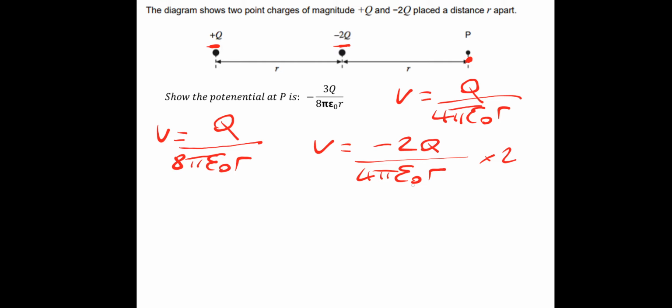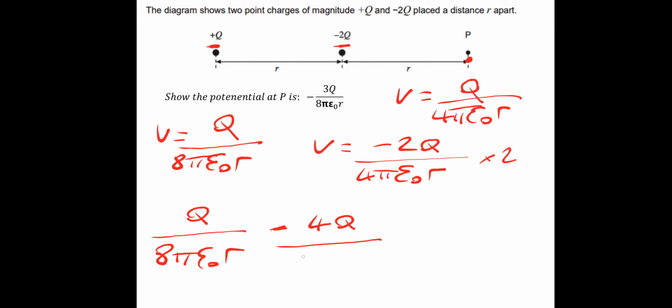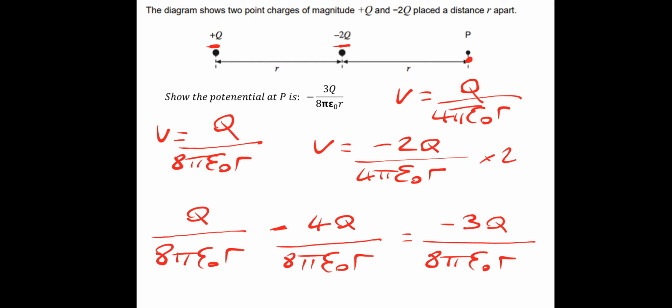minus 4q divided by 8 pi epsilon naught r. So our total sum, so the first one would stay the same, 8 pi epsilon naught r, minus, because it's negative, then this times 2, so minus 4q divided by 8 pi epsilon naught r. So now the denominators are the same, it's simply q minus 4q. So q minus 4q is minus 3q, and then the denominator obviously stays the same, so that's 8 pi epsilon naught r. So what we've done is show this.